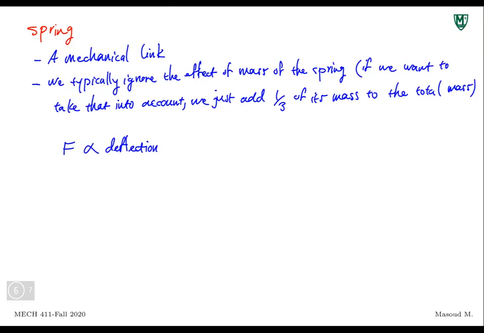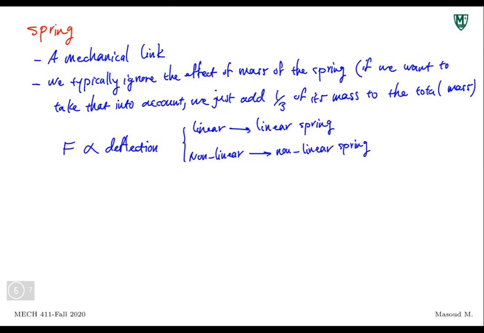If the relationship is linear, we have a linear spring, which is the only type of spring we're going to cover in this course. If the relationship is nonlinear, we have a nonlinear spring. Now, let me just plot this. Let's look at the relationship between force and deflection. I'm going to call the deflection S, and call the force F.